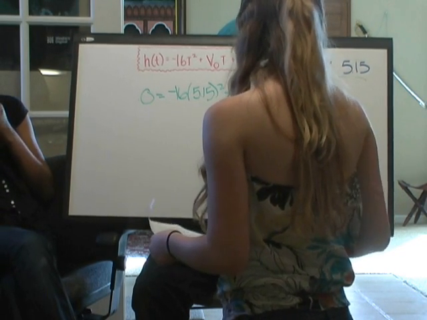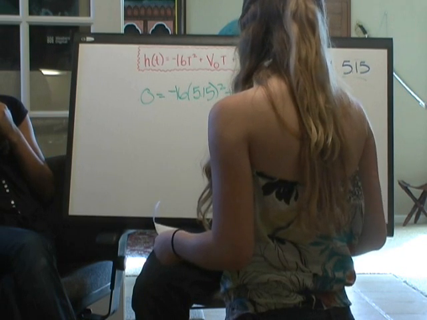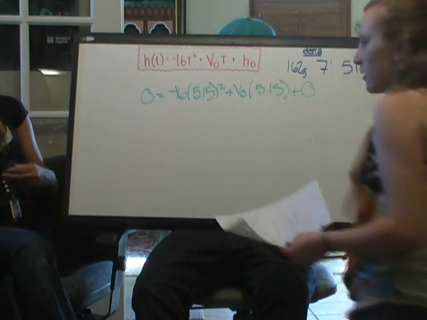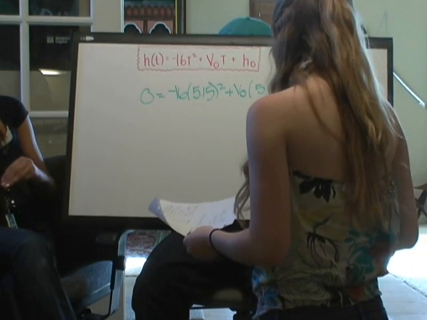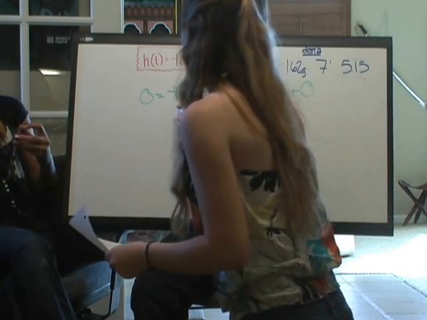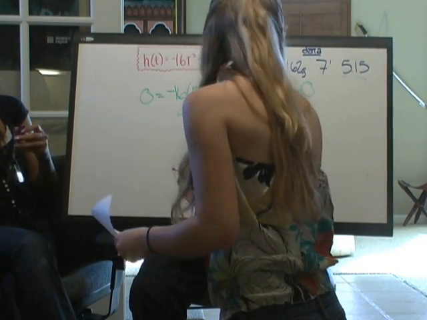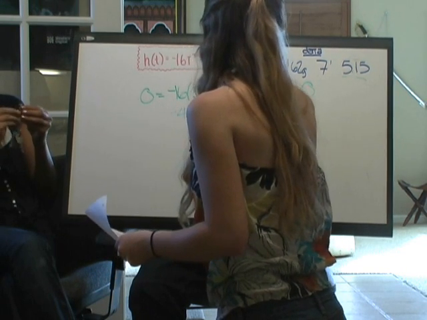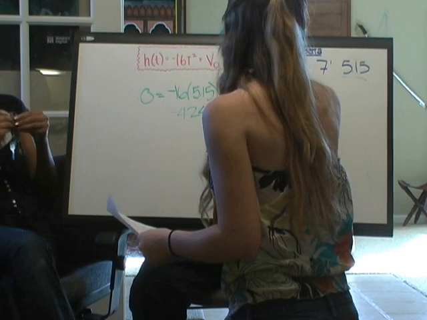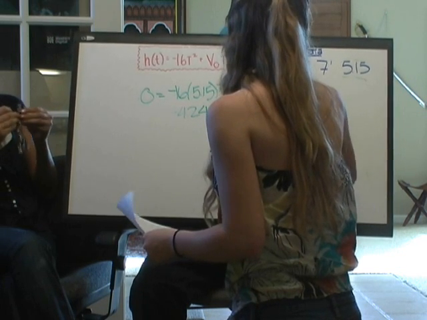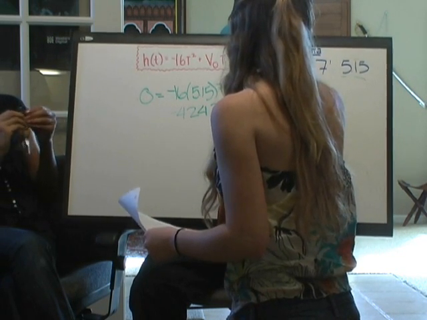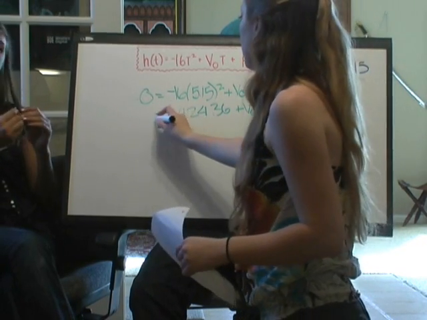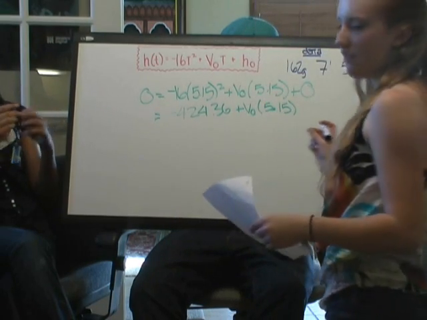So if you put that in the calculator, 5.15 squared equals 26.52, and then you multiply that by negative 16, and your answer should be negative 424.36. And write the rest of the formula, which is velocity times 5.15. And you don't even have to write 0 because it's nothing.